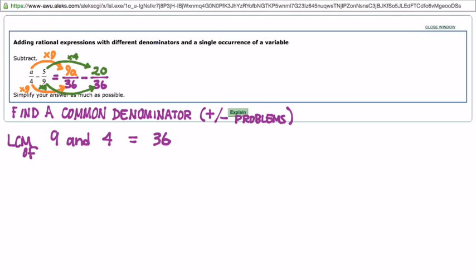First, we identified that we need a common denominator. We identified what that common denominator was, 36. And now we have brought both fractions' numerators up in an appropriate fashion to bring them into that common denominator. So we multiplied the 4 by what we needed to make it into 36 and did the same on the top. We multiplied the 9 by what we needed to make it into 36 and did the same to the top. So now our fractions have a common denominator.